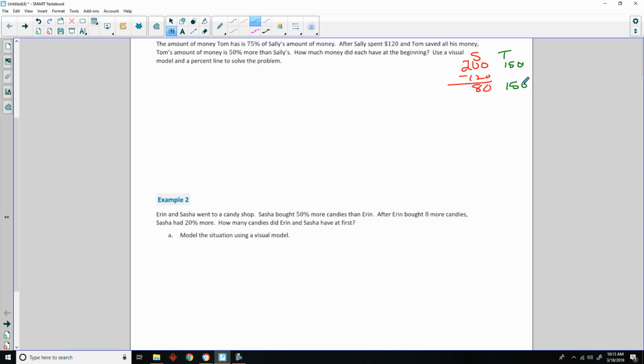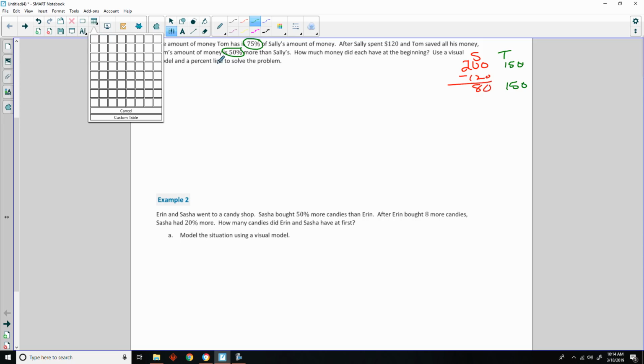Well, 80 is a lot more than 50%. It would take, or 150 is a lot more than 50% more than 80. 50% of 80 is 40, that'd be 120. So this estimate's not right, but you understand what's going on here. Sally had some money, Tom had 75% of that. She spent $120, and now she has 50% less than him. We want to find out what those values are. So since we're talking about 50% and 75%, we can use increments.